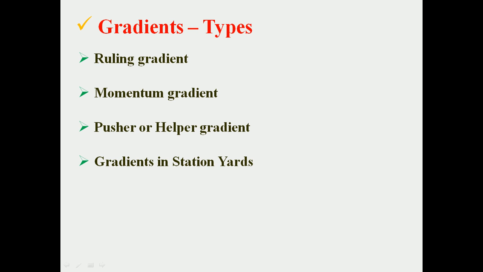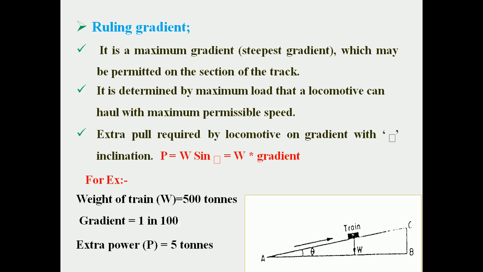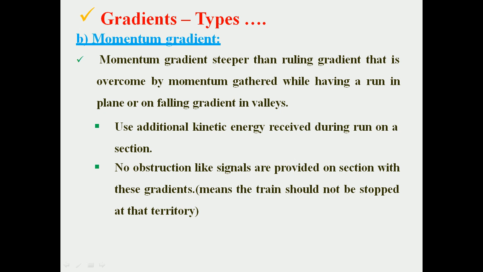Depending upon the slope, these different gradients are there. The ruling gradient is the steepest slope, or we can say the maximum gradient, which may be permitted on the section of the track. In India, in plain areas, ruling gradient is provided 1 in 150 to 1 in 250. In hilly areas, it is provided 1 in 100 to 1 in 150.